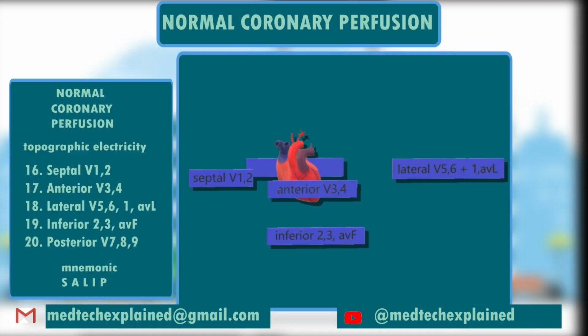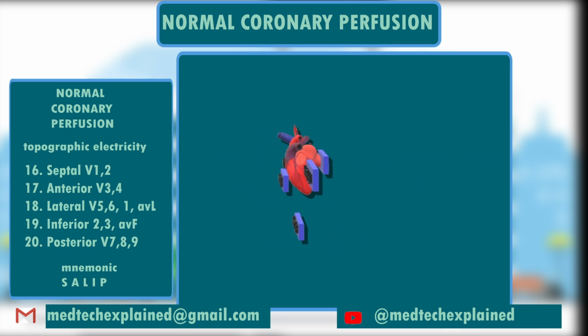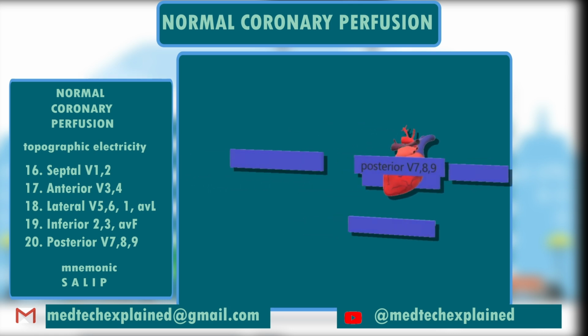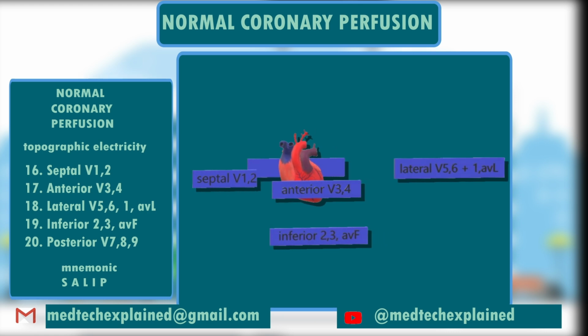Part 19A, normal coronary perfusion. Now we go to points 16 to 20, which, as we said, will look for signs of ischemia or infarction in the topographic leads of the ECG. What are these topographic areas? They can be summarized in the mnemonic SALIP. These are the septal, anterior, lateral, inferior, and posterior leads or areas of the heart.